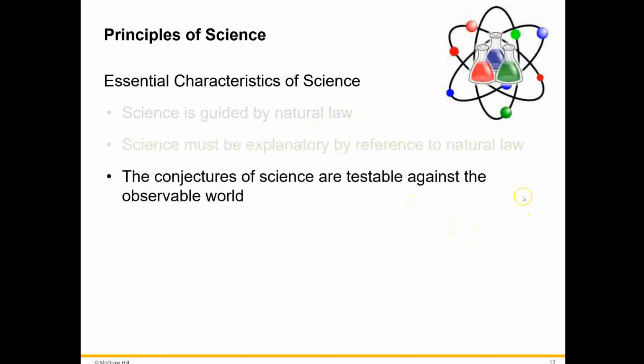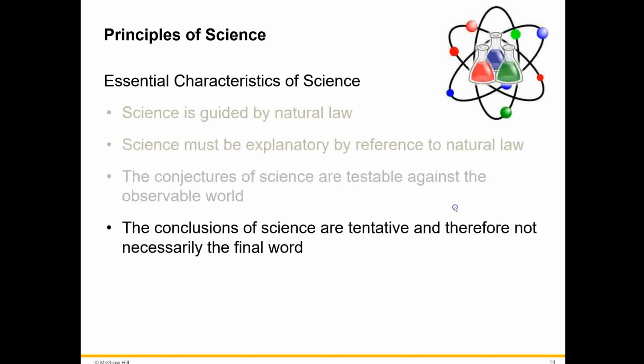The conjectures of science are testable against the observable world, so science must be guided and explained by natural law, and it has to be testable. If you just say, like, I think the sky is blue because I like blue, that doesn't count. It has to be testable. You can't test opinions. You can't test for things like ghosts.